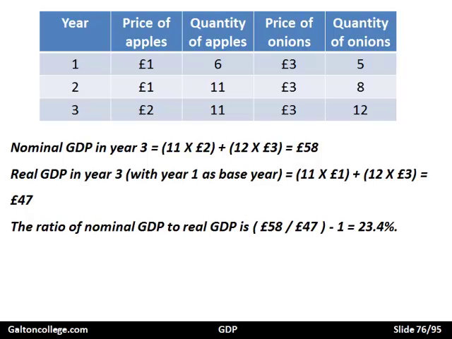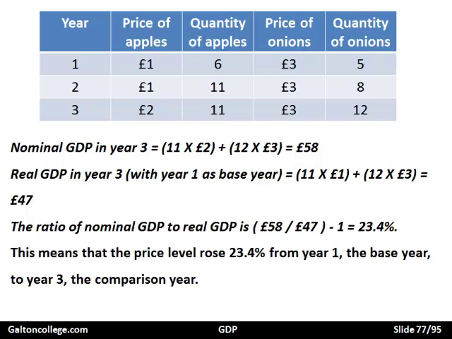The ratio of the nominal GDP to the real GDP is 58 divided by 47, minus 1, which is 23.4%. So the deflator is 23.4%. This means that the price level rose 23.4% from year 1, the base year, to year 3, the comparison year. So now we can work out what the deflator means. It means that the price level rose by 23.4% between those years.